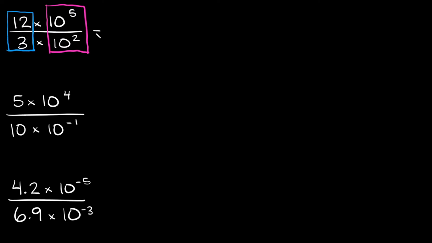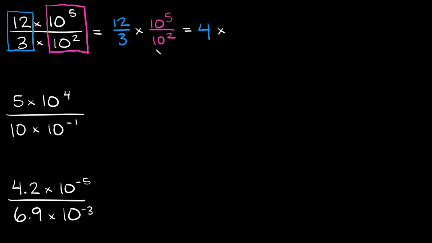Okay, so then this is going to be equal to our first fraction right here, so 12 over 3. And then we're going to multiply that by our second fraction right here, 10 to the fifth over 10 squared. Now simplifying each of these, 12 divided by 3 is equal to 4, right? And then we're multiplying that by this other fraction right here.